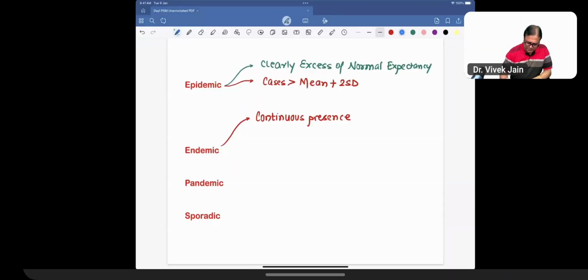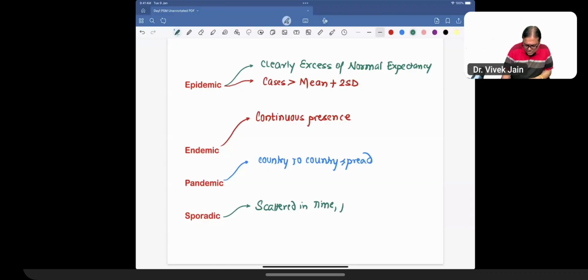What is pandemic? It crosses international border. So country to country spread of a disease. Country to country spread of a disease is pandemic. And what is sporadic occurrence of a disease? If complete the answer, cases are scattered in time and place.